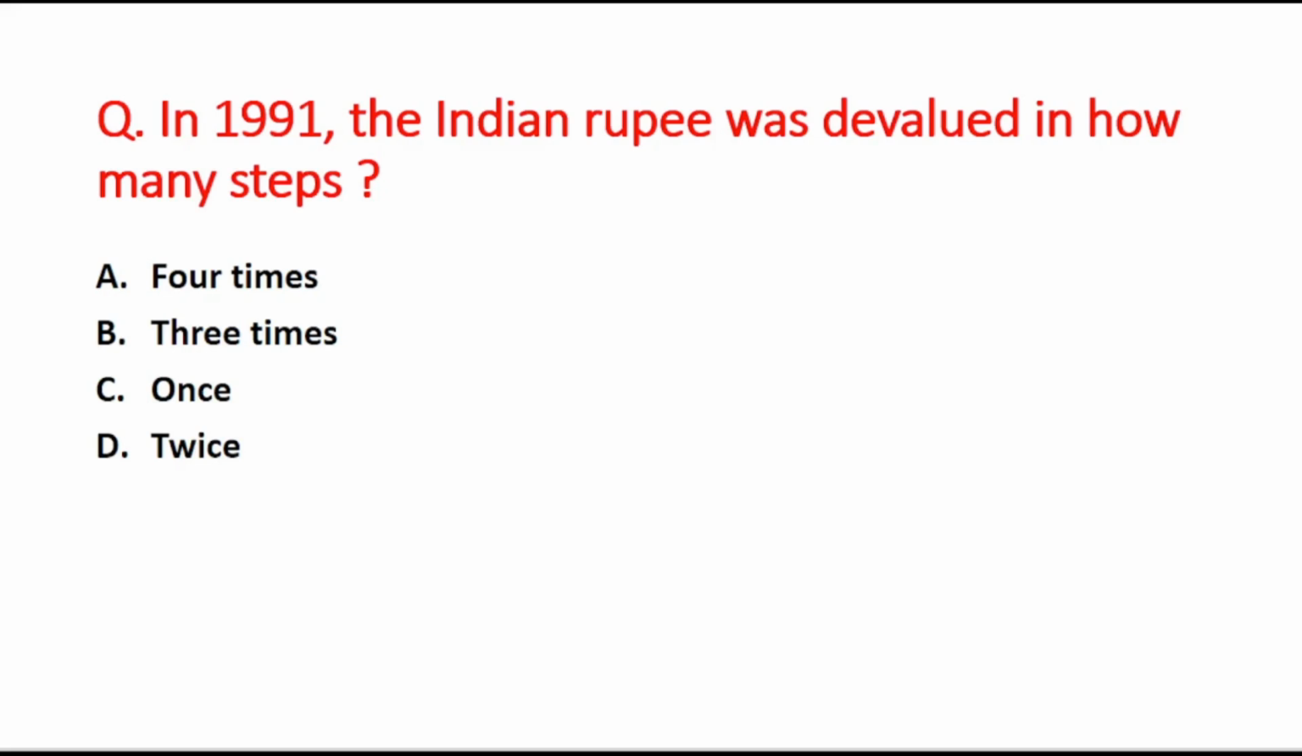Next, the last question of this session is, in 1991, the Indian rupee was devalued in how many steps? Your A option is 4 times, B option is 3 steps, C option is once, and D option is twice. The right answer is option D, that is twice.